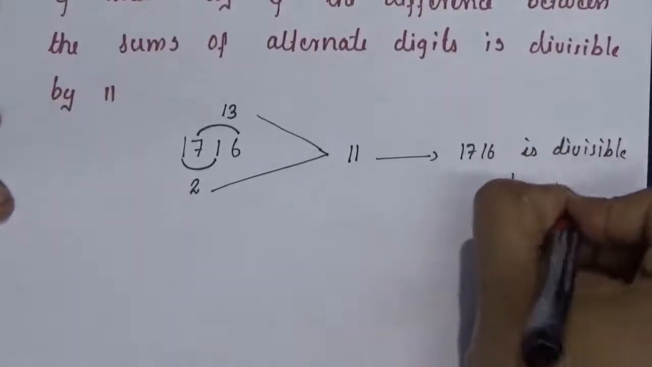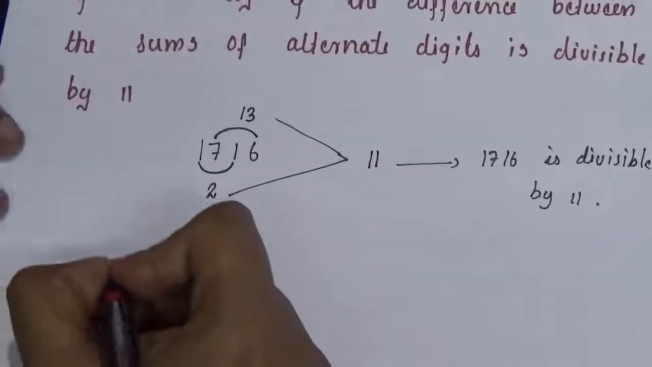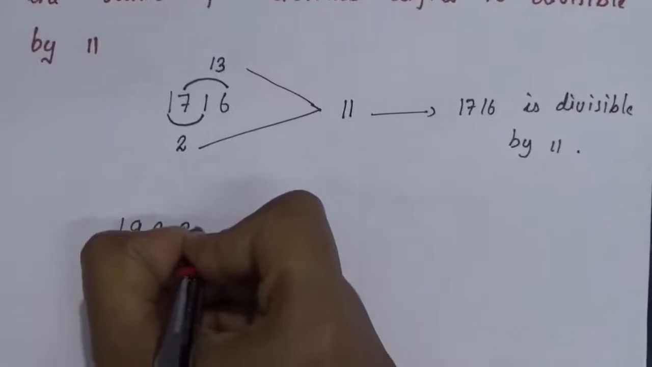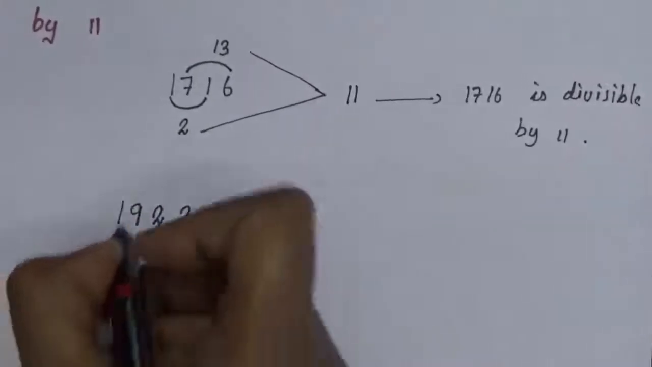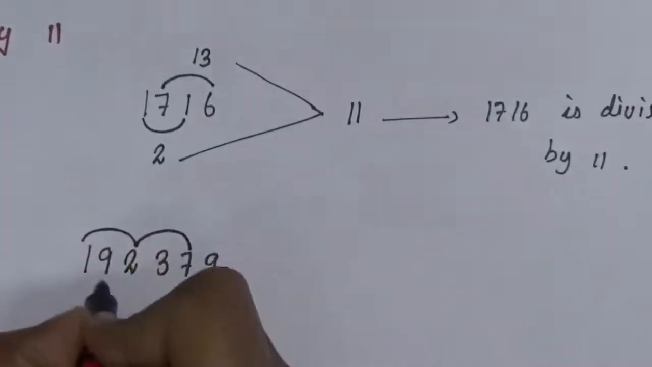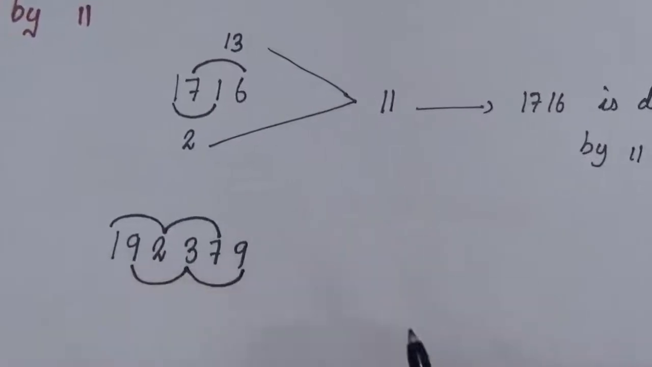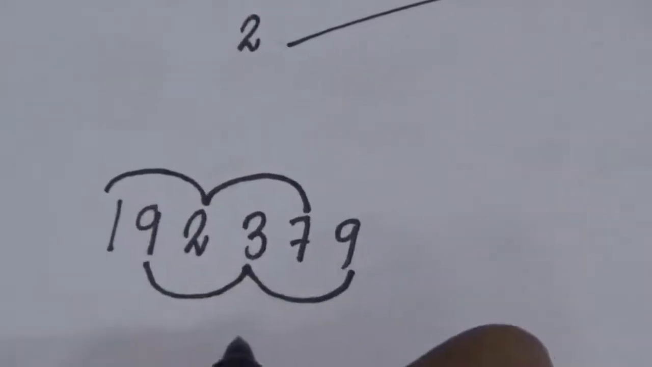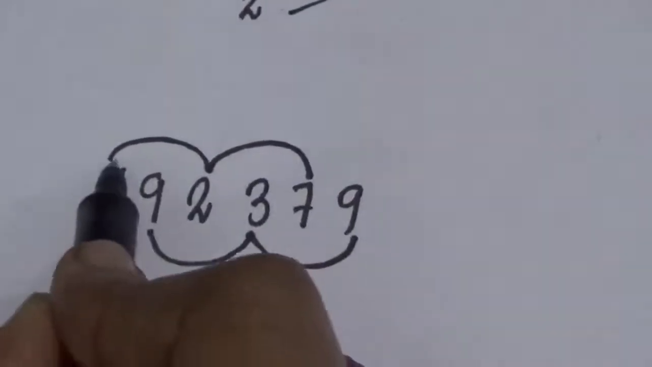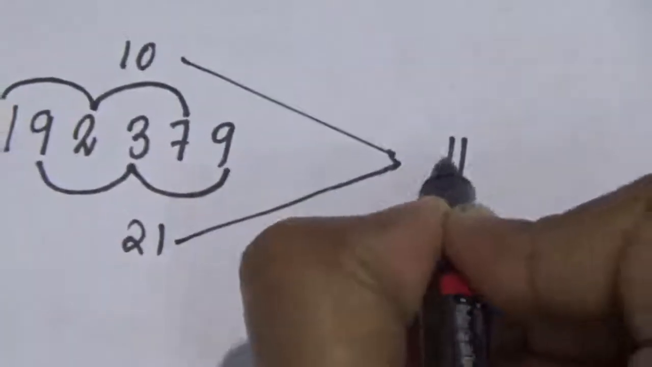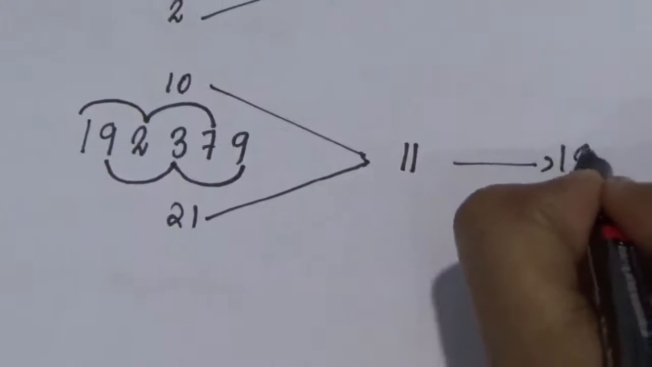Okay, another example, 1,92,379. So what are the alternate digits? 1, 2, 7. 9, 3, 9. Find the sum of these digits. 9 plus 3, 12. 12 plus 9, 21. Find the sum of the other digits. 1 plus 2, 3. 3 plus 7, 10. Now the difference between these two numbers, 10 and 21, is 11. It is divisible by 11. So this number is divisible by 11.